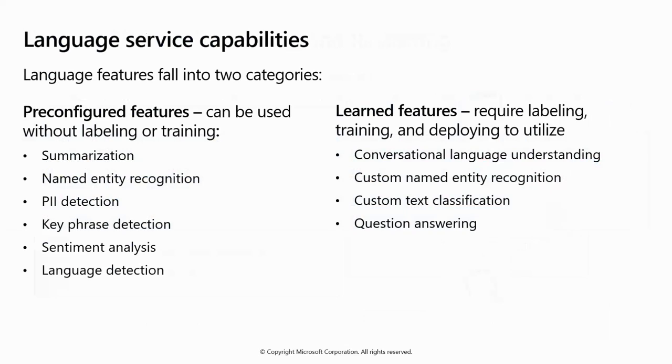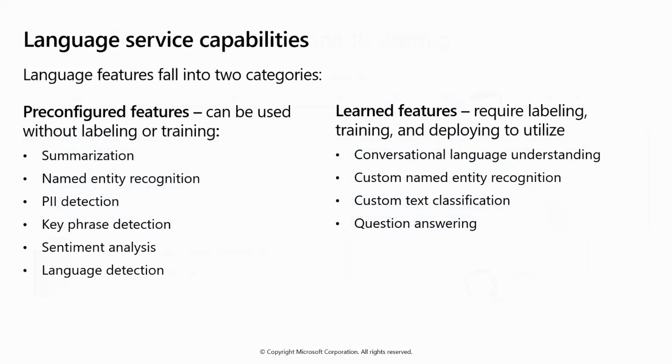We have key phrase detection. The key phrase detection feature quickly pulls out the main ideas from the given text. For example, if you gave the service the text "Text analytics is one of the features in Azure Cognitive Services," the key phrase detection will pull out Azure and text analytics.